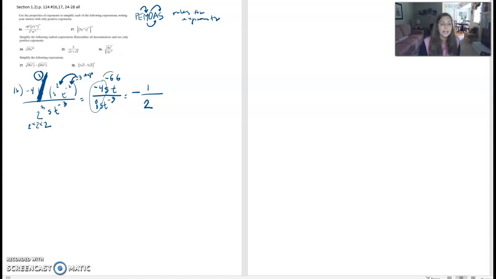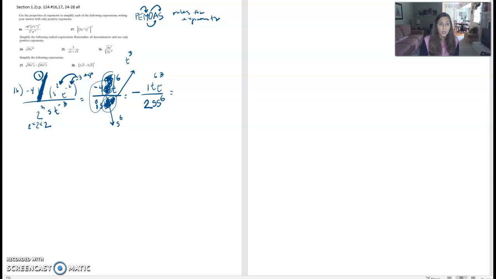I need to move s to the negative 6 down. And when I move it down, it will become s to the positive 6. I need to bring t to the negative 3 up, and when I do that, it will become t to the positive 3. So again, this s I moved down, so I'm going to scratch it out. This t I moved up, so I'm going to scratch it out. So all together on the top, I have a t to the 6th, and I have a t to the 3rd. On the bottom, I have a plain s, and then I have an s to the 6th.